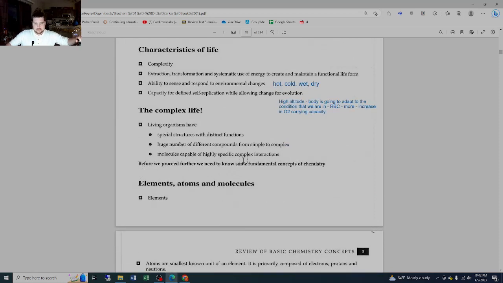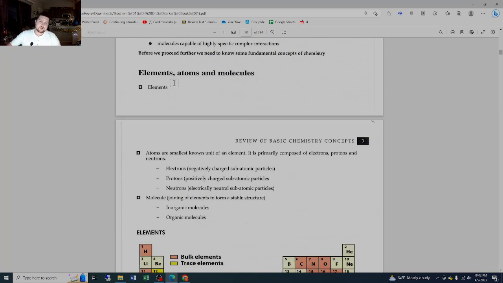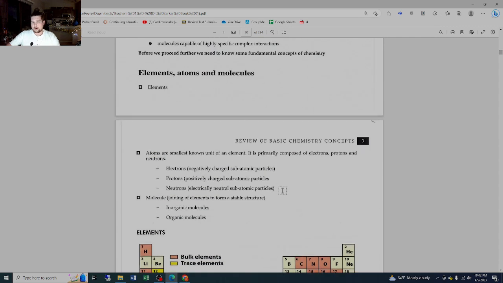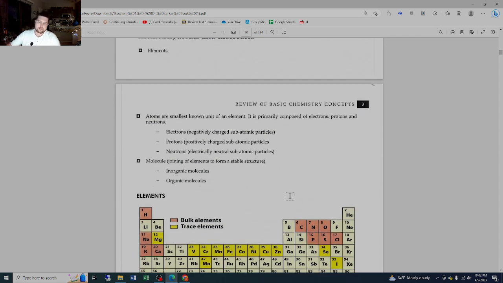So before we continue, we want to look at some of the fundamental concepts of chemistry. Hopefully these are all things that you have a lot of definitions and sort of stuff that you've learned previously, and this is just going to be a quick review over them. So elements, atoms, and molecules. Elements, first of all, we have our table of all of our elements. These are going to exist in their individual natural forms, as well as later on they'll also be involved in our compounds when they're together.